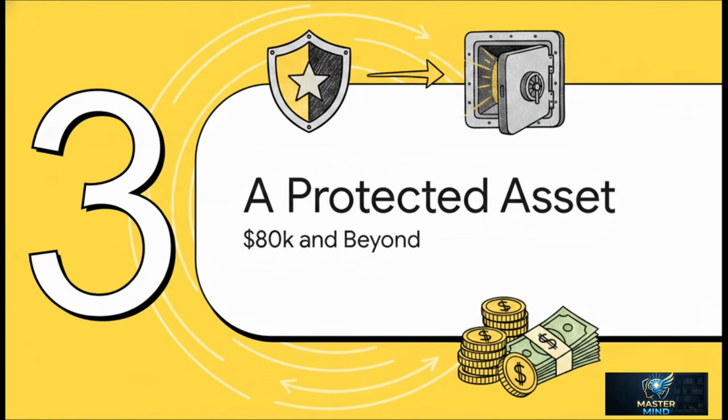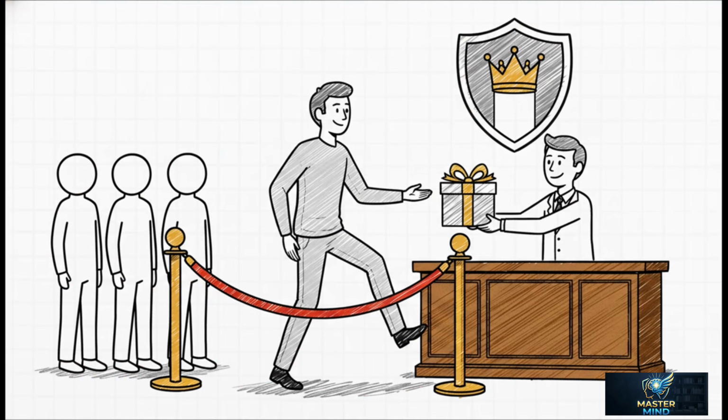Phase 3. Becoming a protected asset. Okay, so at $80,000, everything levels up again. The bank officially labels you a preferred client. Now, when you walk into a physical branch, you do not stand in that same winding line you used to wait in when you had $200. You are warmly guided right past the rope line, straight back to a glass office.